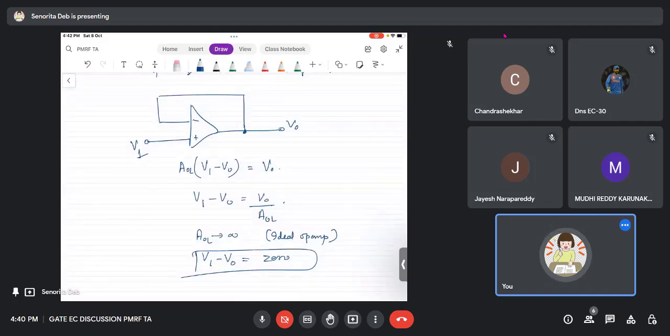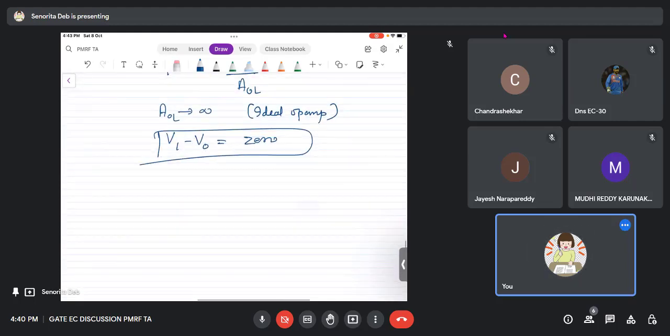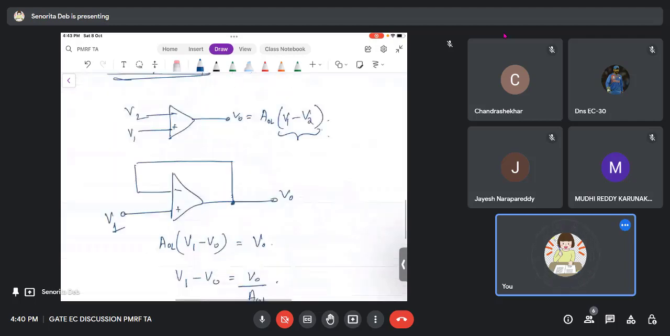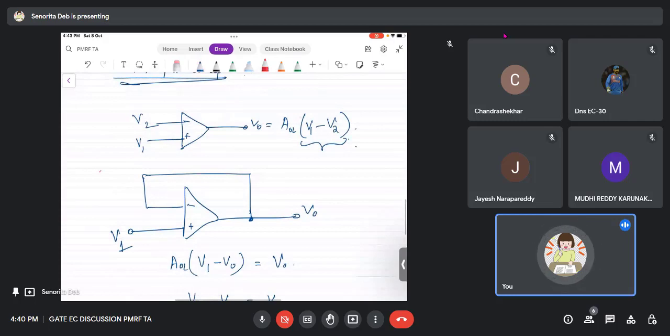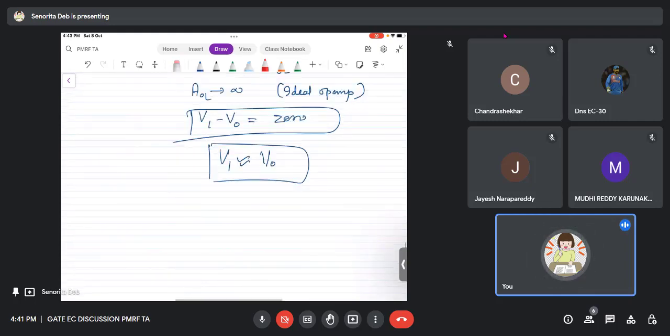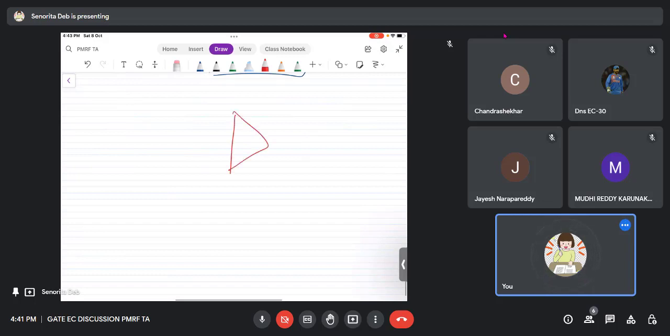And if there is some finite value present, then it will be approximately equal to 0, right? And that would mean that V1 is approximately equal to V0, right? And now this configuration, since you saw it is giving V1 equals V0, is a buffer. It simply passes on the voltage. This is a buffer.